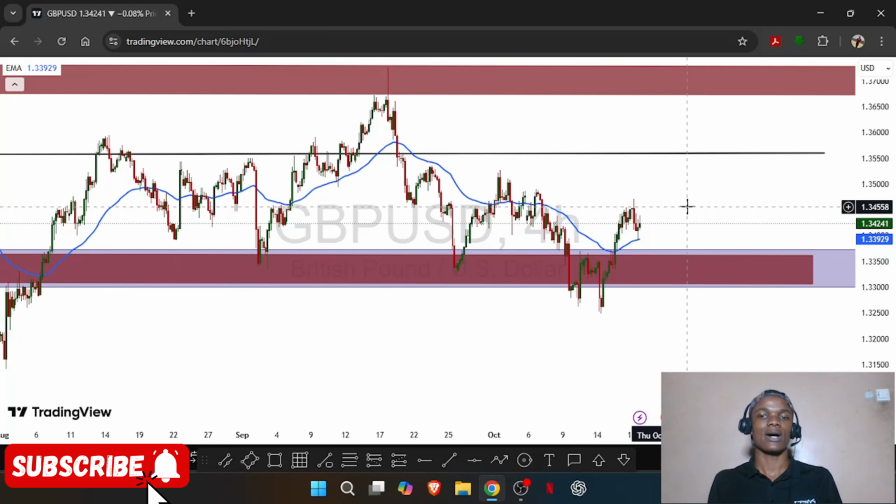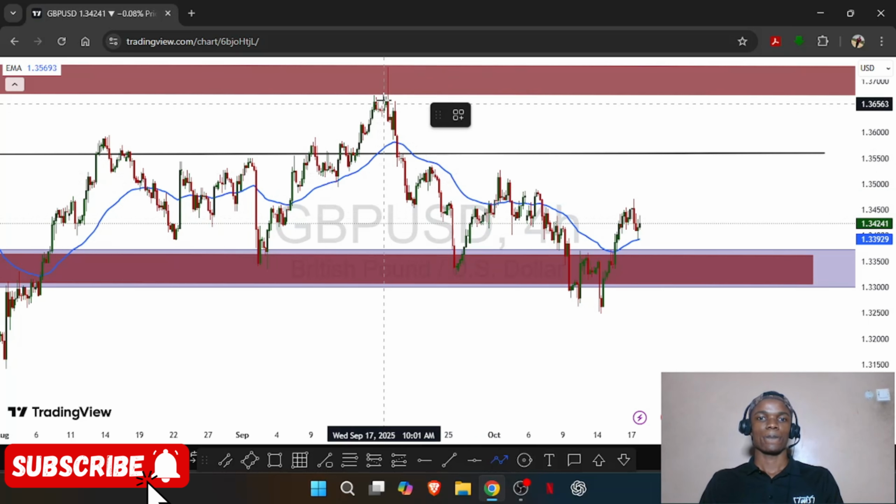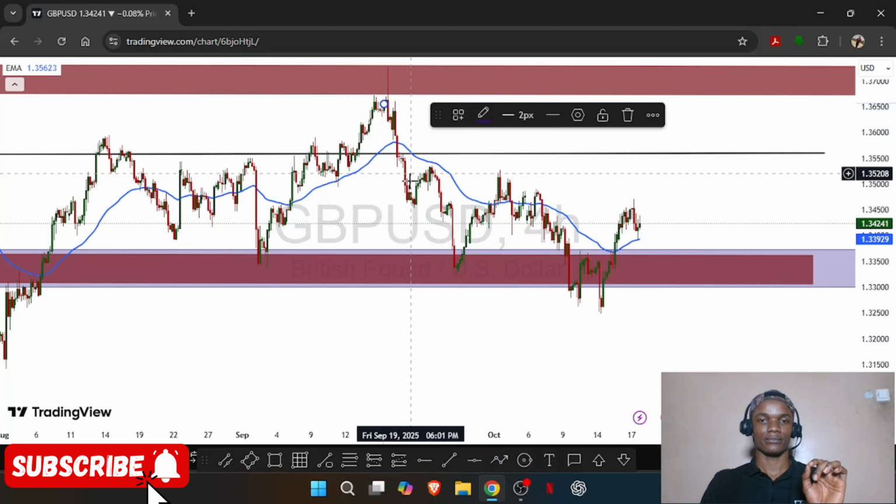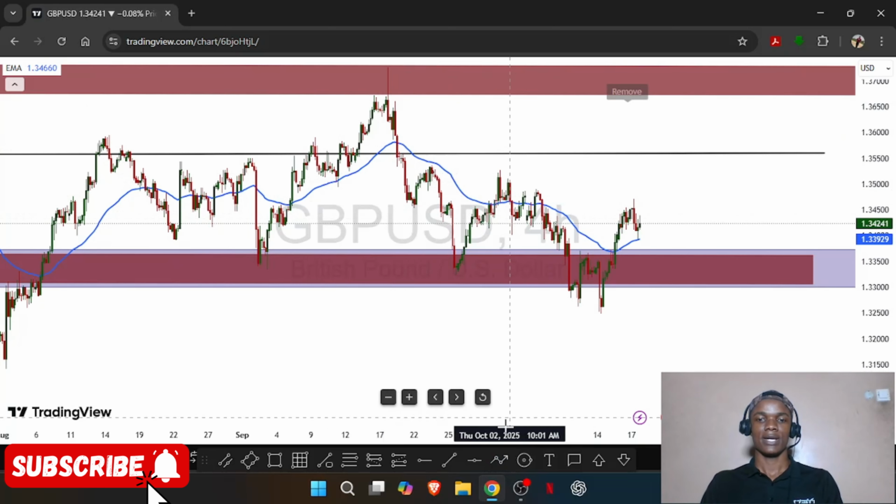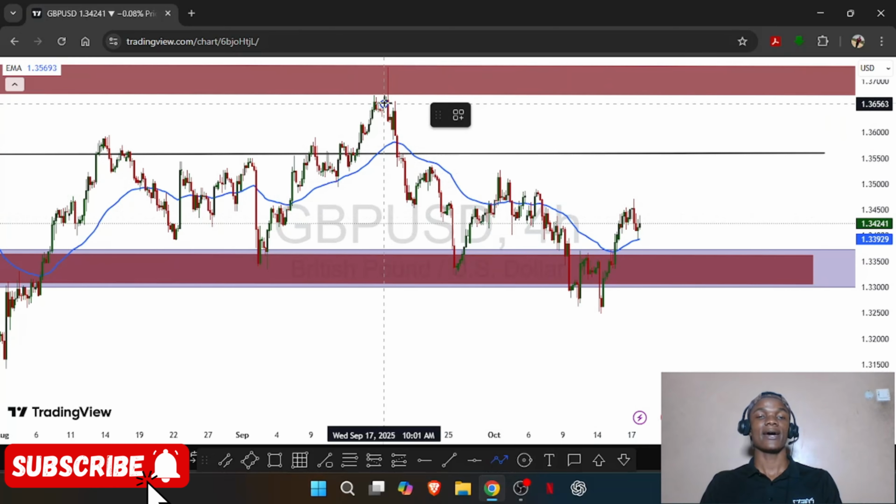GBP on the 4-hour is a downtrend. Yes, it's a downtrend. How do I know? Look at this. It's an immediate downtrend. Let's clear this. So we see we have a higher high, a higher high.